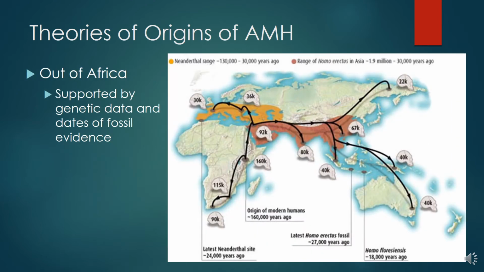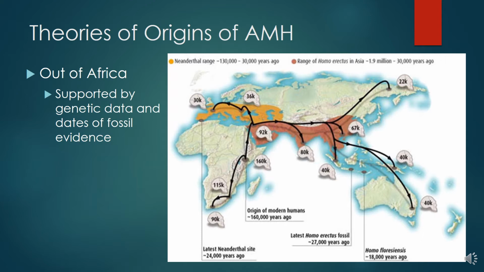At play for the origins of anatomically modern humans is what is known as the out of Africa hypothesis. This proposes that anatomically modern human populations originated in Africa between 200,000 and 160,000 years ago, and eventually left Africa to populate other parts of the world. This one is highly supported by both genetic data and the fossil evidence that we have.